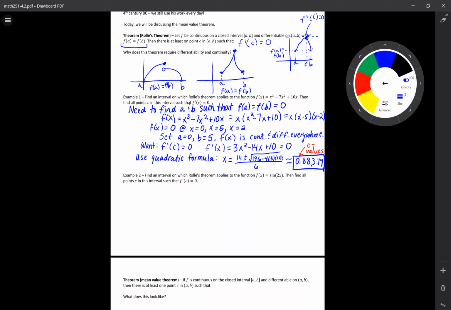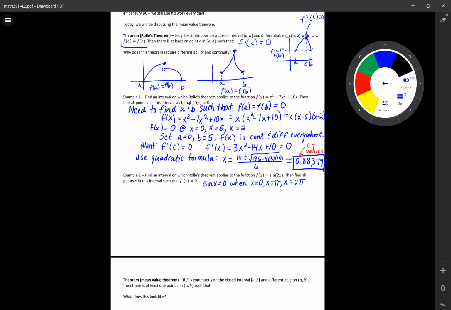Alright, so first of all, I need to find 2 points a and b such that f of those points a and b are equal to each other. And again, I think it's easiest to find our y value of 0. So I know that plain old sine of x is equal to 0 when x equals 0, when x equals pi, and when x is equal to 2 pi. So sine of x equals 0 when x equals 0, pi, and 2 pi.